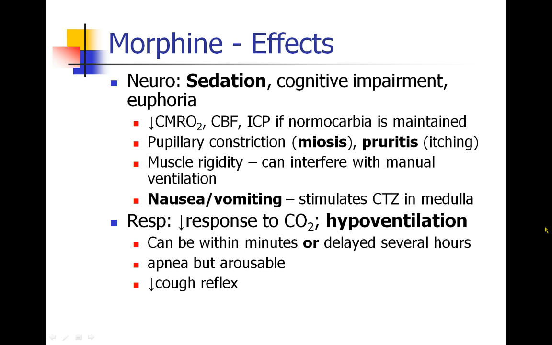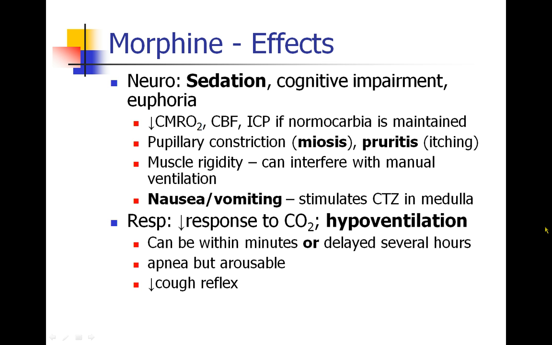In the brain, it decreases everything, your ICP and your blood flow and your metabolic rate, as long as normocarbia is maintained. Remember, if a patient starts to hypoventilate, which we're going to see next, and then their CO2 goes up, that will actually increase cerebral blood flow. So in a ventilated patient, morphine will decrease your cerebral blood flow, but in a spontaneously breathing patient, morphine could actually have the opposite effect.